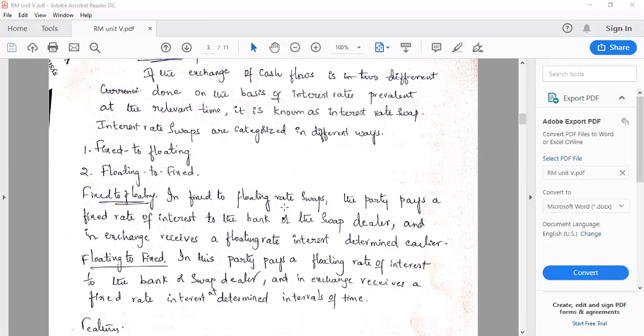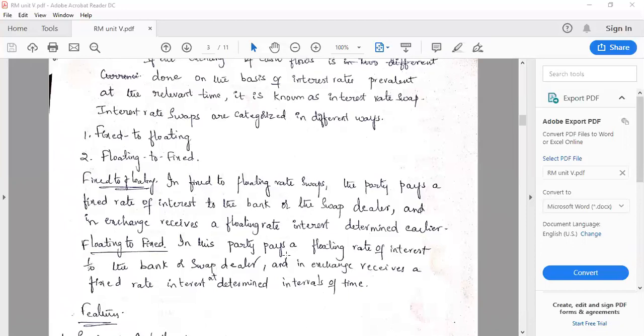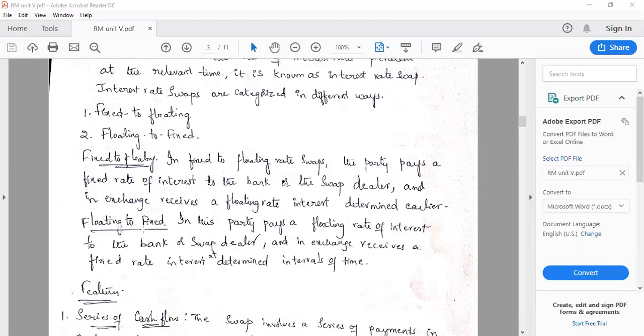In fixed to floating rate swaps, the party pays a fixed rate of interest to the swap dealer, and in exchange it receives a floating interest rate. So the end user is going to pay the fixed interest rate and receive the floating interest rate. Whereas in floating to fixed, the party pays a floating rate of interest to the bank or swap dealer, and in exchange it receives a fixed interest rate at the determined intervals of time. So the reverse of that.